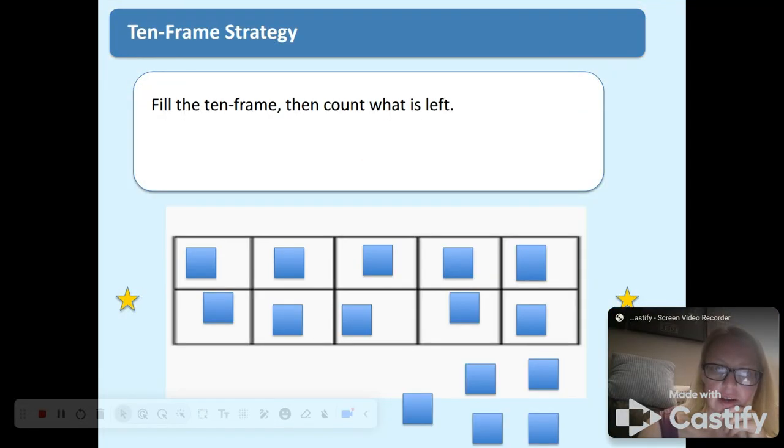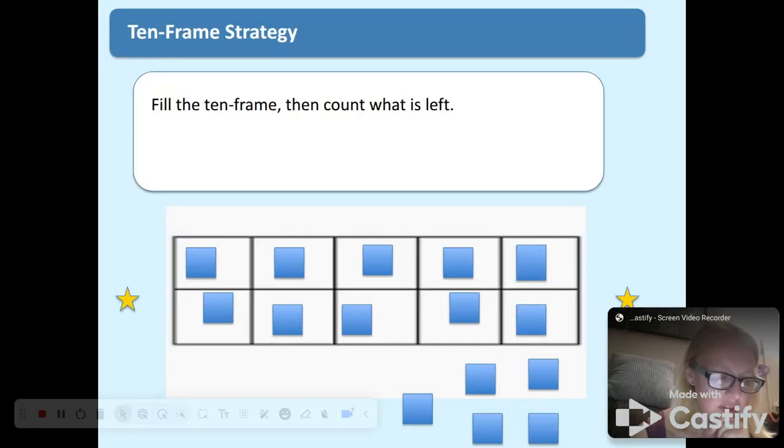Alright, so now let's look at it from a different strategy, the 10 frame strategy. We've talked about this, and this is filling a 10 frame with all of these little block stickers. We filled our 10 frame and we got 10 in here, and then how many do we have left over? So then we count what is left. 1, 2, 3, 4, 5. So 10 plus the 5, we get our 15.